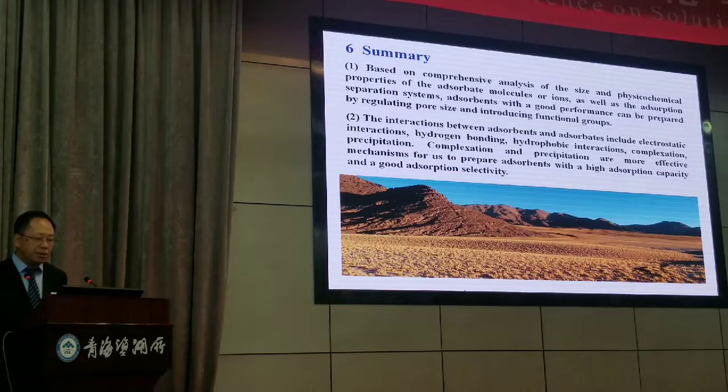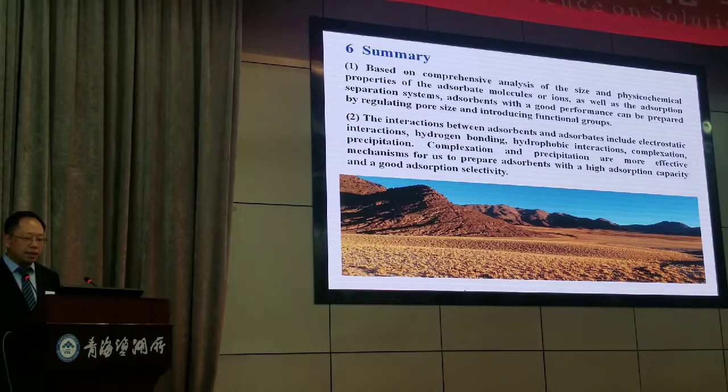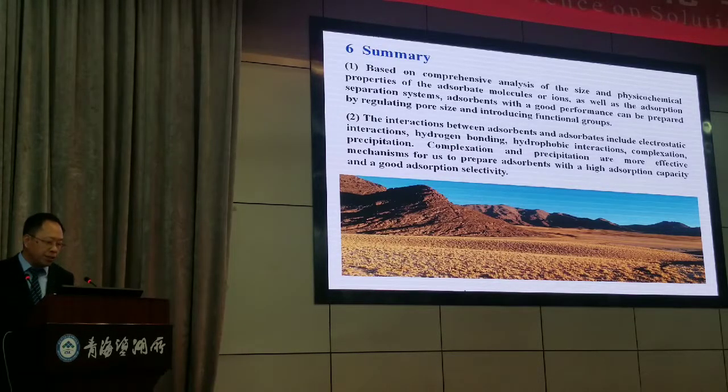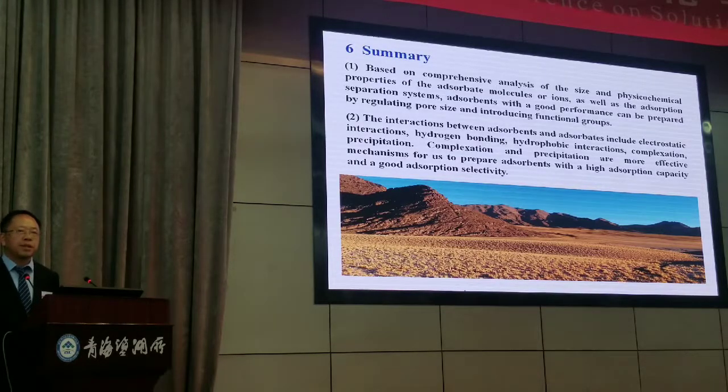Summary. Based on comprehensive analysis of the size and the physical chemical properties of the adsorbate molecules or ions, as well as the adsorption separation system, adsorbents with a good performance can be prepared by regulating the process and introducing functional groups. The interactions between adsorbents and adsorbates include electrostatic interactions, hydrogen bonding, hydrophobic interactions, complexation, precipitation, and so on. Complexation and precipitation are more effective mechanisms for us to prepare adsorbents with a high adsorption capacity and a good adsorption selectivity.